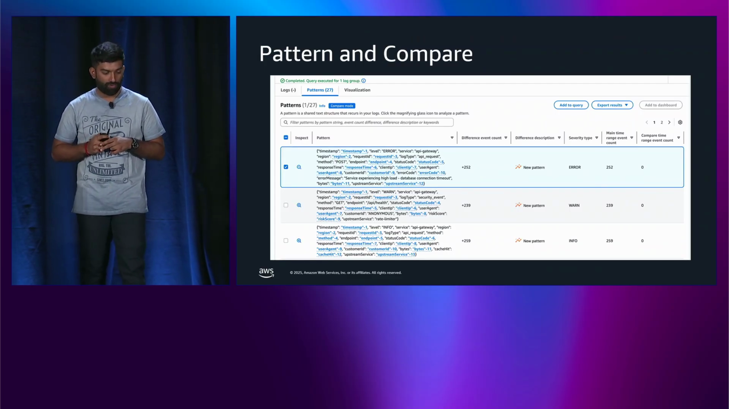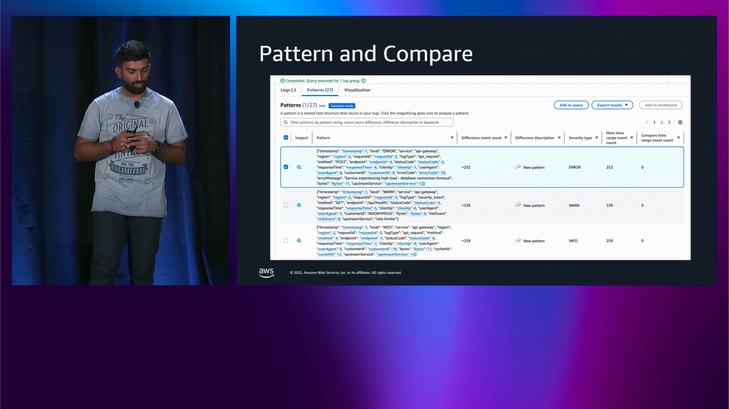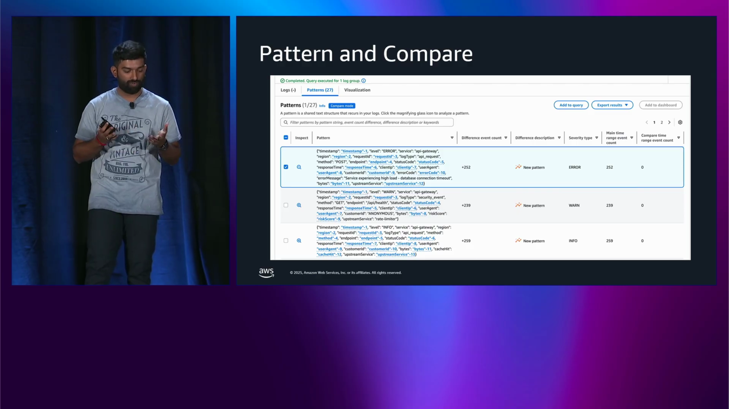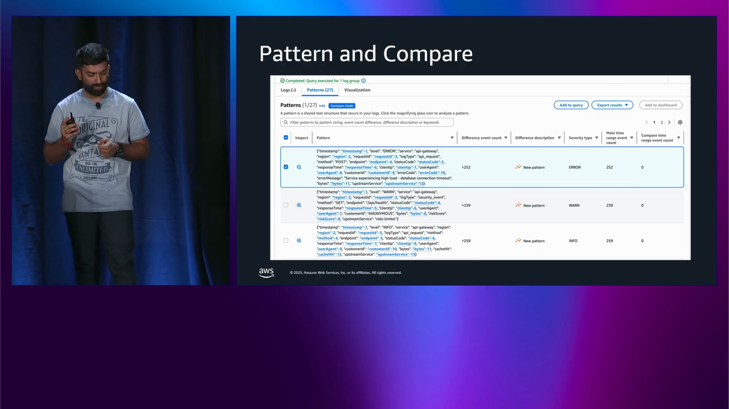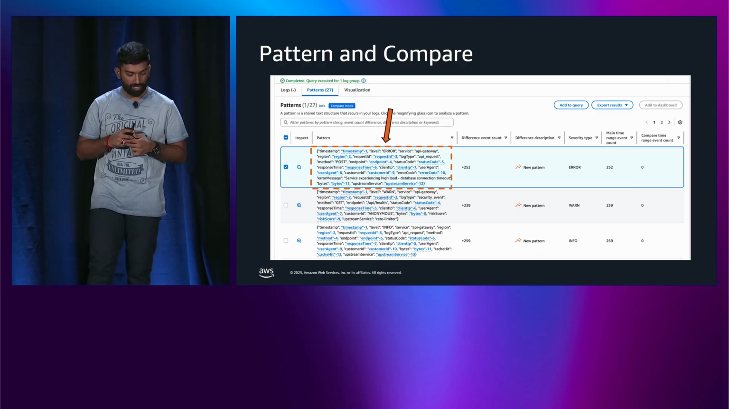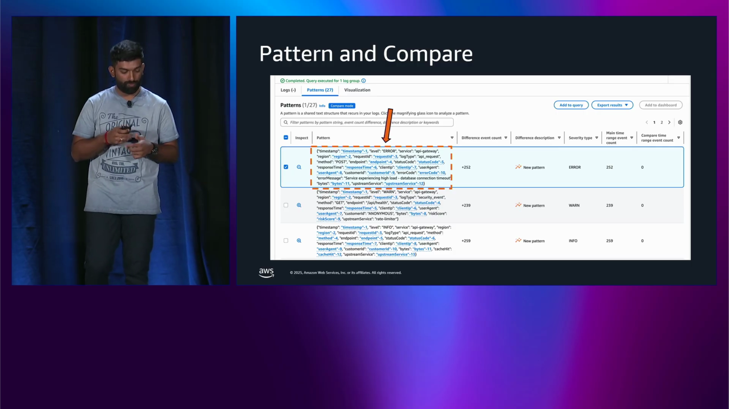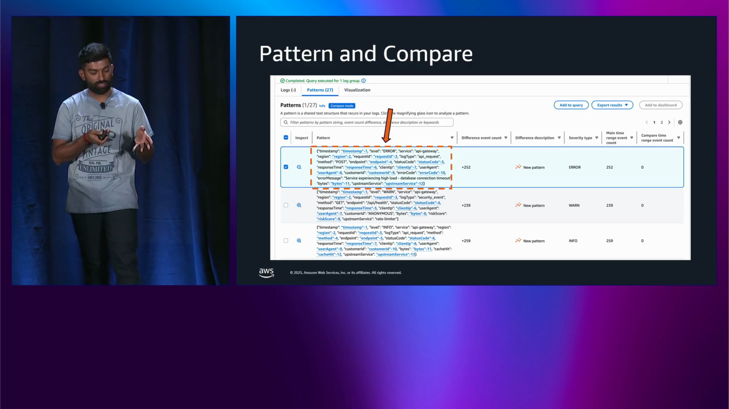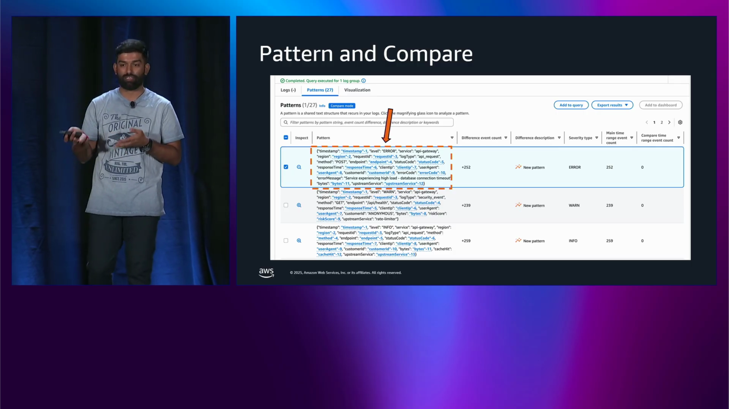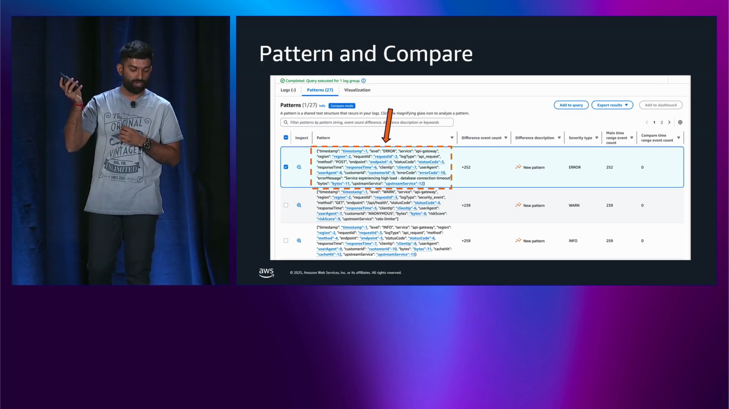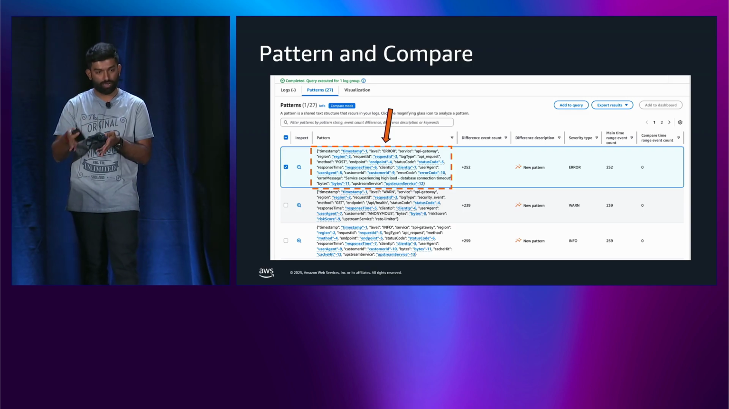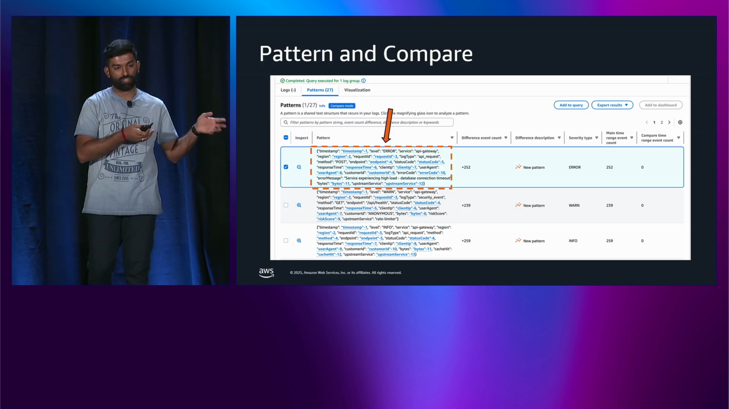So here is an example of pattern and compare. As you can see on the top, I have around 27 patterns, but let's try to focus on some of them. So here is the highlighted area which we can focus on. One of the patterns that we have derived is showing us an error called database connection timeout. And now what I'm also doing is comparing it with the current time to, let's say, the last one day or last one week.